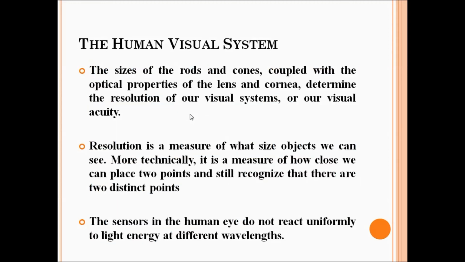And one more important thing, the resolution of our visual system plays a very important role. So now you can ask a question: what are the factors that affect the resolution of our visual system, that is, the eye? The sizes of the rods and cones, coupled with the optical properties of the lens and cornea, determine the resolution. So resolution is a measure of what size objects we can see.